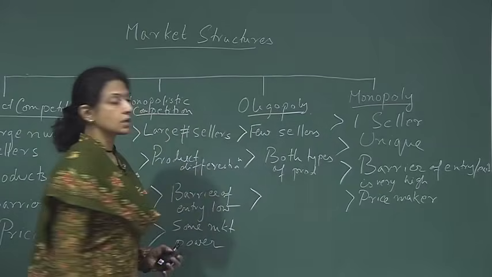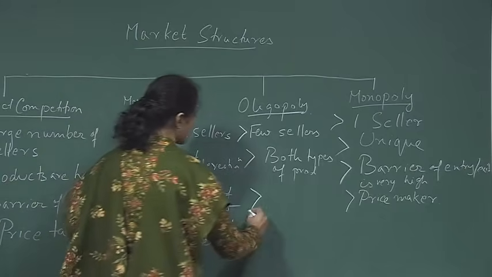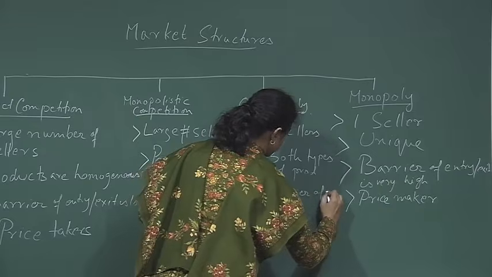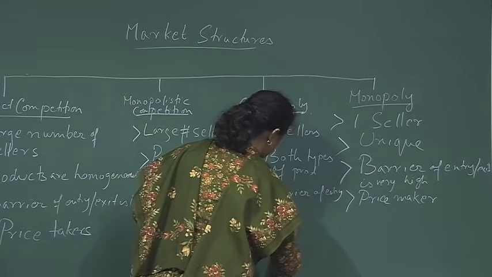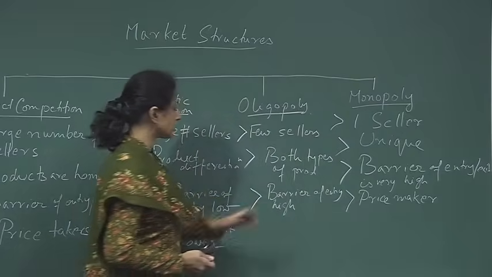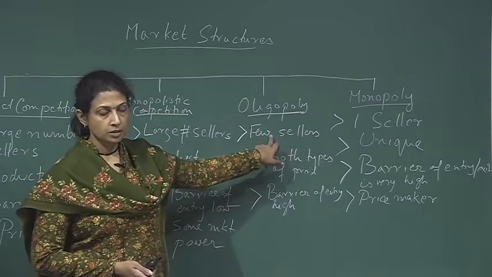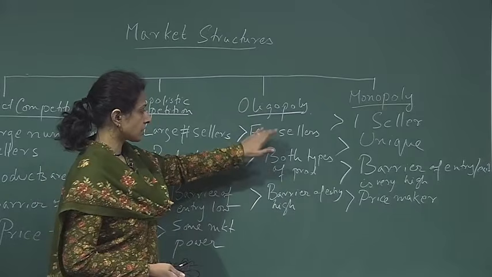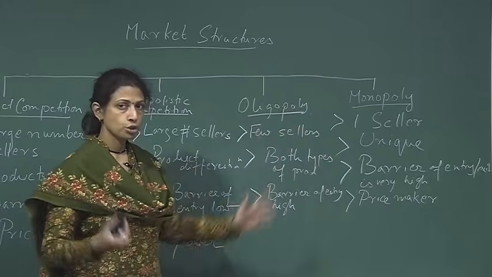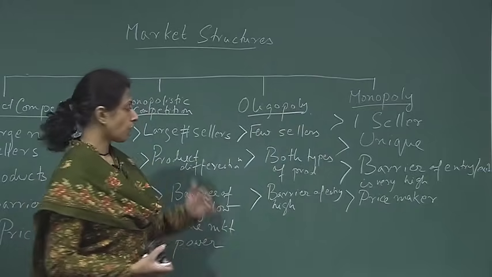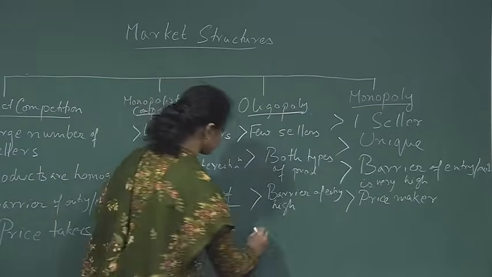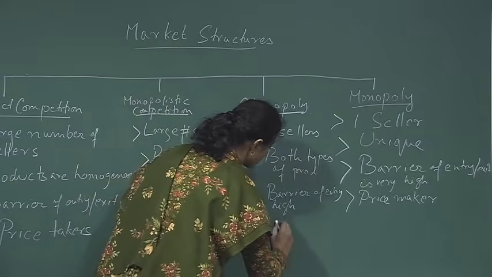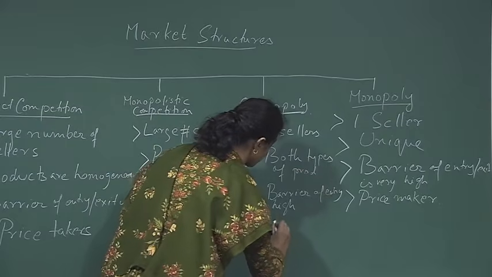Barrier to entry is high, and that is the reason we have few sellers in this market. They are catering to the huge population of consumers who are looking for this product, and the firms have a substantial amount of market power.